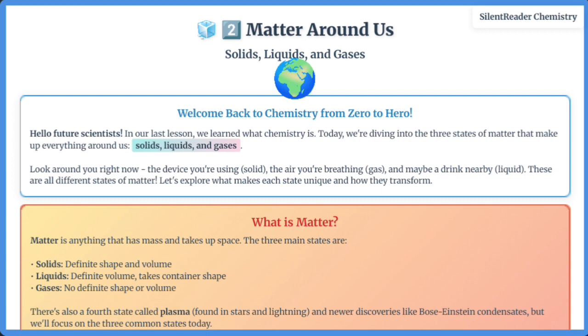Today, we're exploring the three states of matter that make up everything around us: solids, liquids, and gases. Look around you right now. The device you're using is a solid, the air you're breathing is a gas, and maybe you have a drink nearby that's a liquid. Matter is anything that has mass and takes up space, and these three states have unique properties based on how their particles are arranged and move. Let's dive into what makes each state special and how they can transform from one to another.